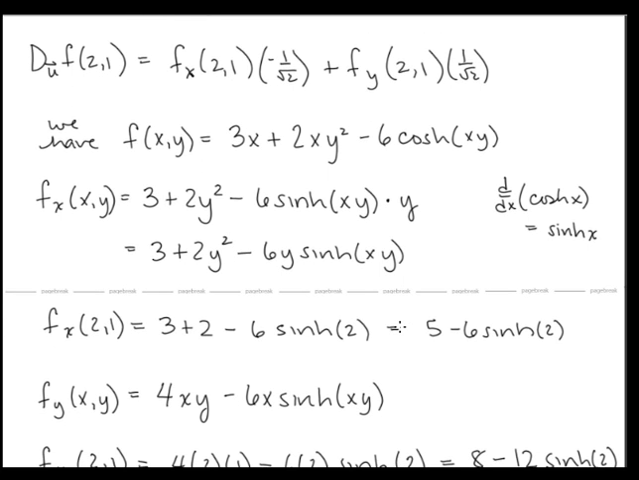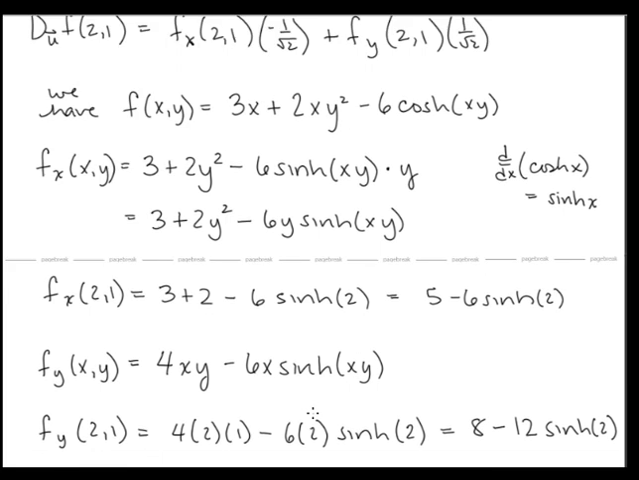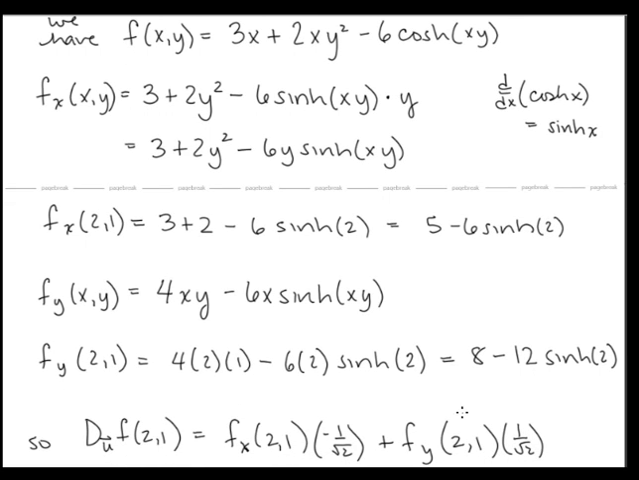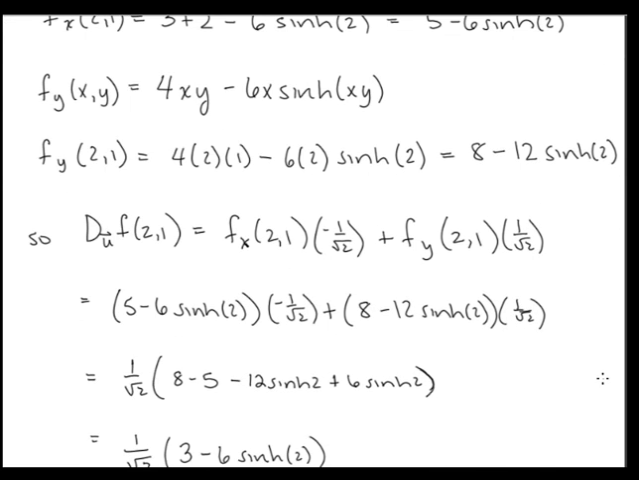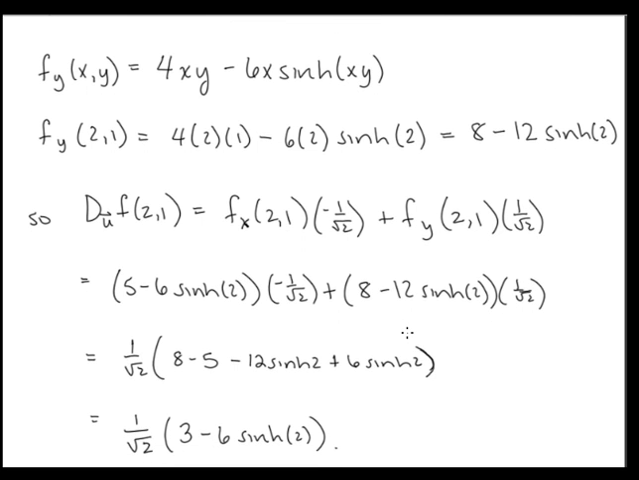And so at the point (2, 1), we get 5 minus 6 sinh of 2. The y partial derivative is going to be 4xy minus 6x sinh of xy. And plugging in the point (2, 1), we get 8 minus 12 sinh of 2. So our directional derivative looks like this. And doing a little simplification, we get 1 over radical 2 times 3 minus 6 sinh of 2.